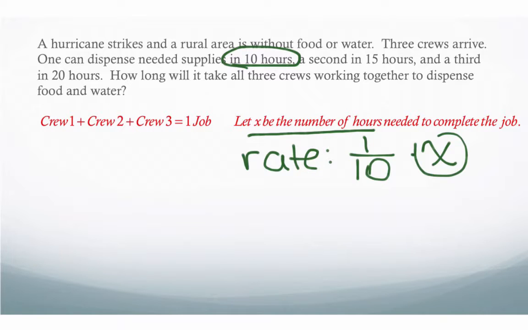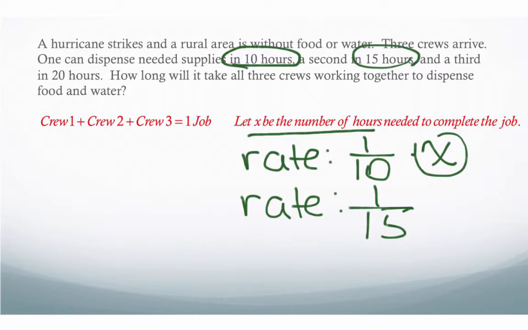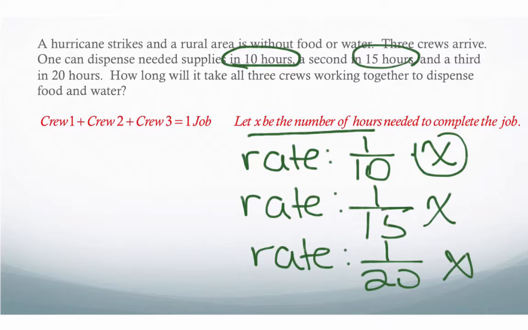For my second crew, their rate, since they take 15 hours to do that same exact job, would be 1/15 times x, since they get 1/15 of the job done in one particular hour. Lastly, my third crew is 1/20 times x, since in 1 hour they will have 1/20 of their job completed.